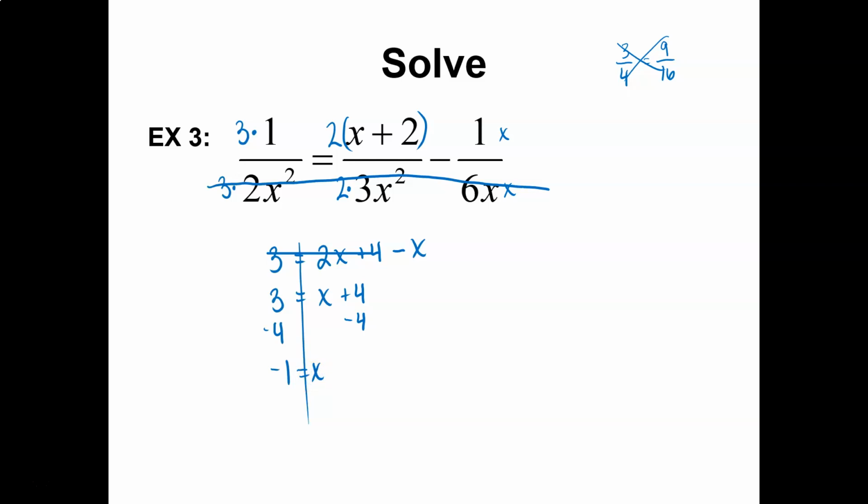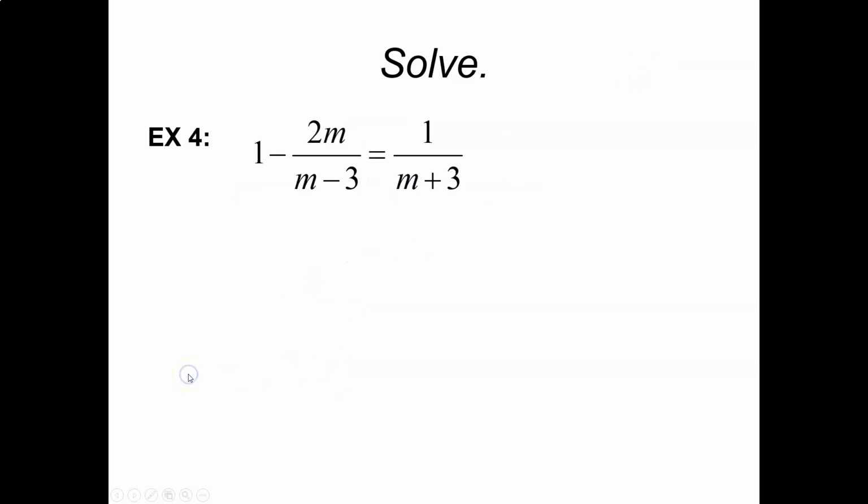Is negative 1 an excluded value for this one? No, 0 is the only excluded value. So negative 1 is your answer. Okay, let's try a different one.